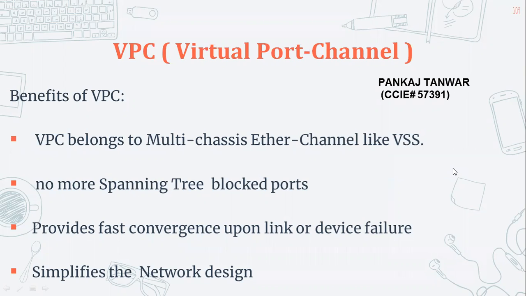Okay, so there are no more spanning tree blocked ports. In VPC, we don't have any blocked ports as far as spanning tree is concerned. It provides fast convergence upon link failure or device failure. It means that if any server is connected to your VPC devices and one of the links fails, or all of your VPC devices go down, it provides fast convergence. And your network design is more simplified with the virtual port channel. We'll see all these details.